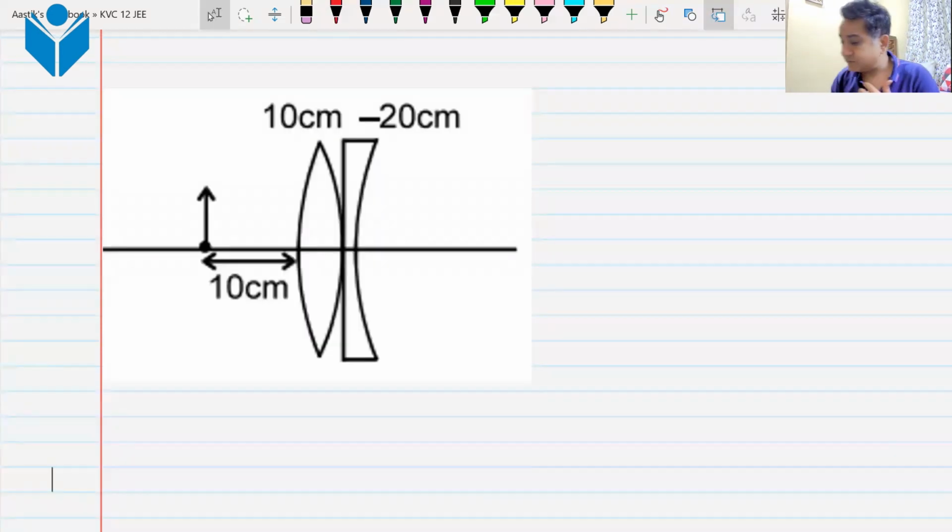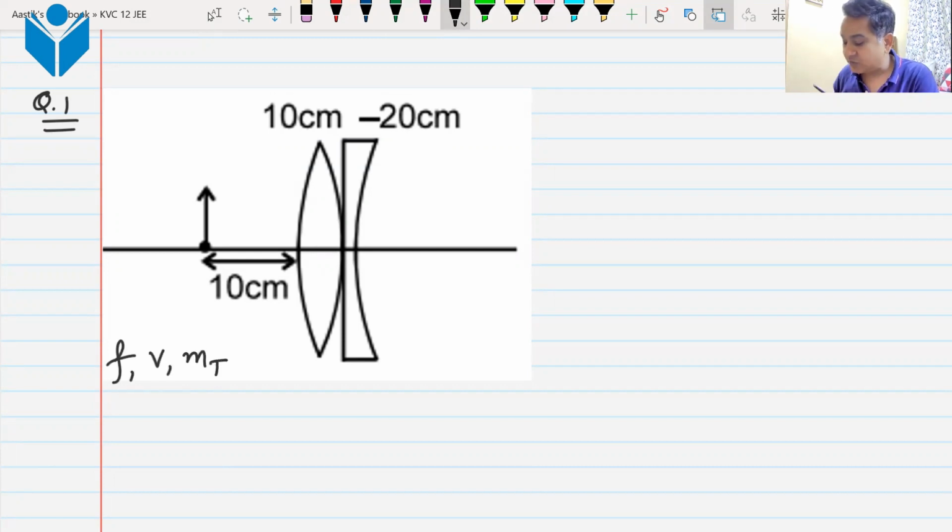Question number one, there's an object placed here. The distance is given as 10 centimeters. The question asks you to find out the lateral magnification, but I will ask you everything. Find out the equivalent focal length F, find out the value of V, where the image is formed, and then find out the transverse magnification.